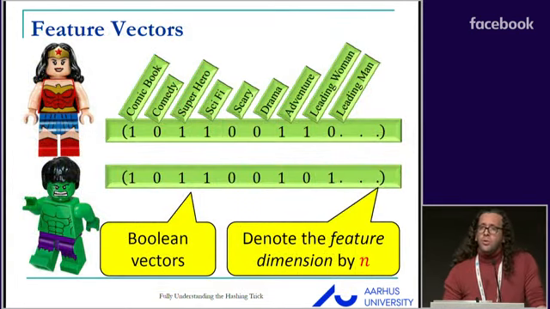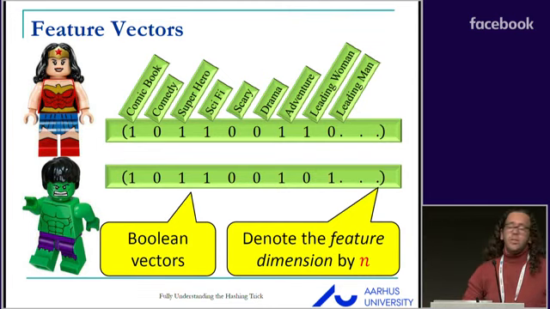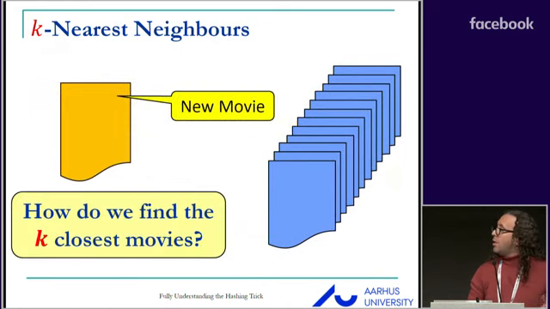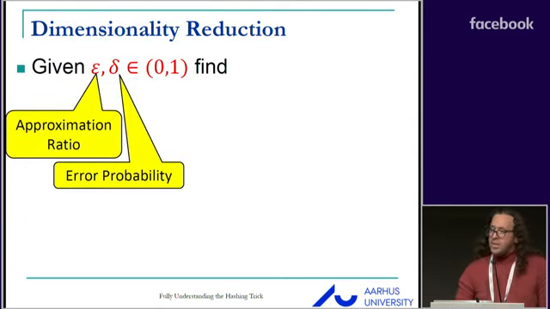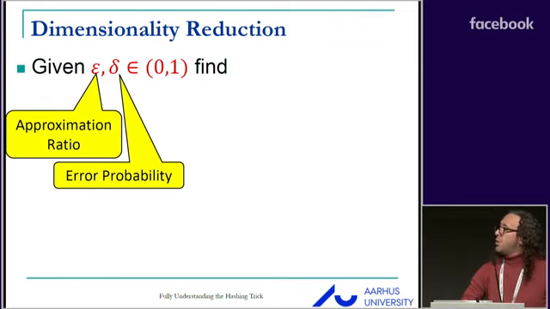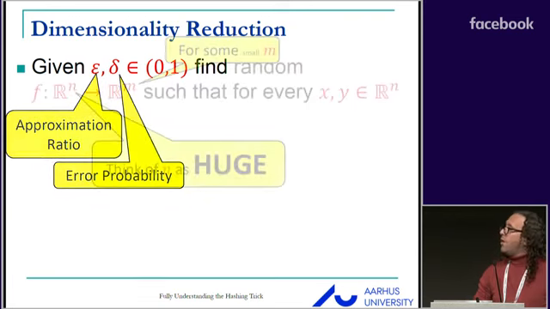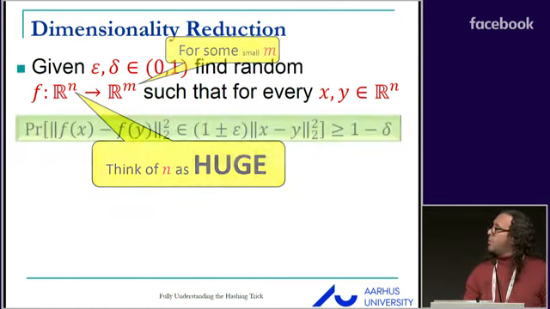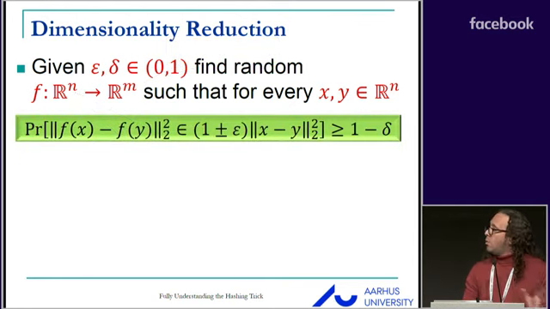One common approach is to take the properties of the movies and turn them into feature bit vectors and just compare them using, say, the Euclidean distance. The problem with this is that storing these vectors and comparing them depends linearly on the dimension, which might be very large. So this is exactly the problem that dimensionality reduction comes to solve. Suppose we have a desired approximation ratio and error probability. We want to find a projection from the large feature dimension to a smaller target dimension, such that for every two vectors, the distance between them is preserved approximately with high probability.